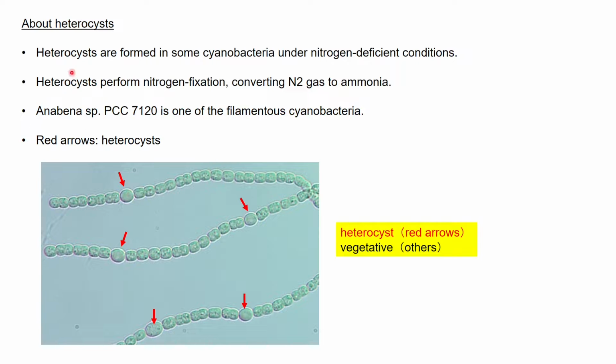So first of all, about heterocysts. Heterocysts are formed in some cyanobacteria groups under nitrogen deficient conditions. The heterocysts perform nitrogen fixation, converting nitrogen gas to ammonia. Anabaena PCC 7120, hereafter referred to as Anabaena, is one of the filamentous cyanobacteria. The red arrows are heterocysts. The other cells are vegetative cells.